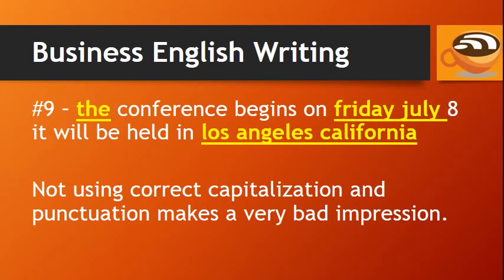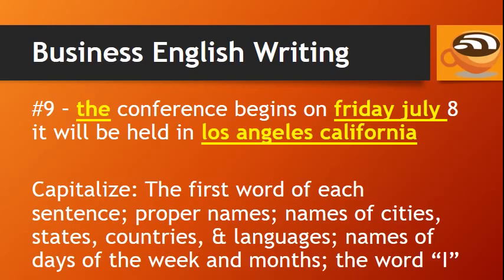Number 9. The conference begins on Friday, July 8th. It will be held in Los Angeles, California. Not using correct capitalization and punctuation makes a very bad impression in professional communications. In English, we capitalize the first word of each sentence, proper names, names of cities, states, countries, and languages, names of days of the week and months, and the word I.